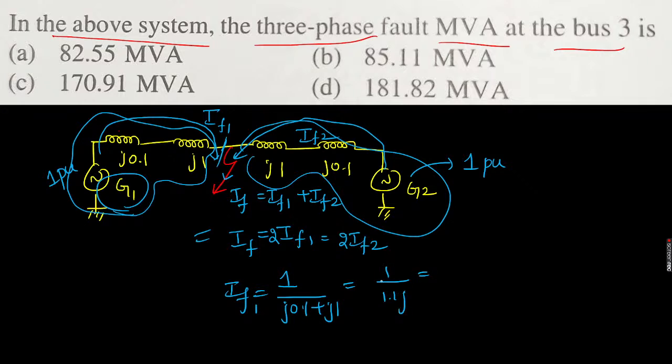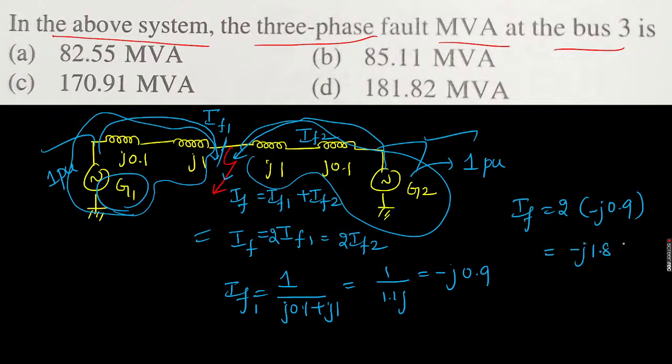Am I right, sir? What is the value of 1 divided by 1.1? It will be 0.9, but minus J 0.9. So the same current will appear for the second generator. From here also you can get the same current. But total fault current எவ்வளோ? Twice the fault current, minus J 0.9. Total fault current, and 2 all multiple ஆகுது. Two generators, generator 1 and generator 2. Both are supplying the same current. So it will be J 1.8 per unit.